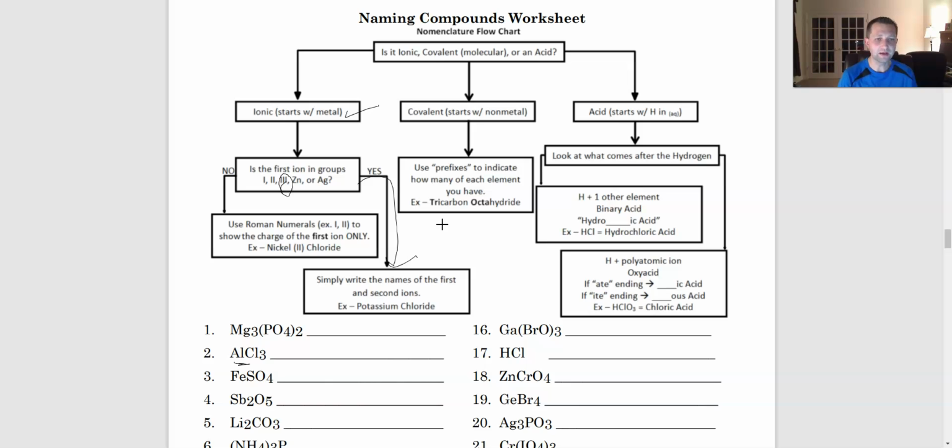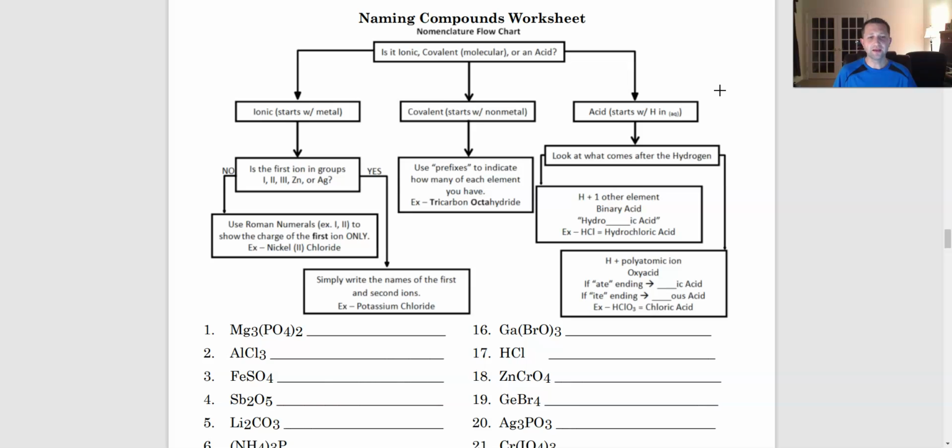Okay, great. So Al is what? Well, it's aluminum. Okay, a little sloppy there. And then what is Cl? What's the name of the Cl ion? Now I know Cl is chlorine, but we're talking about the Cl ion here. And the Cl ion is Cl-1, and that is called chloride. So the answer to that one is aluminum chloride. Simple as that.